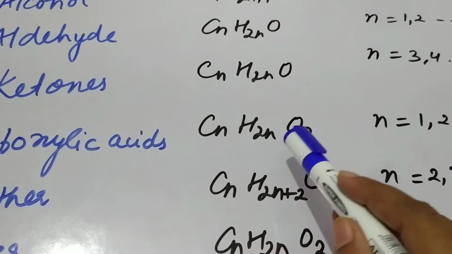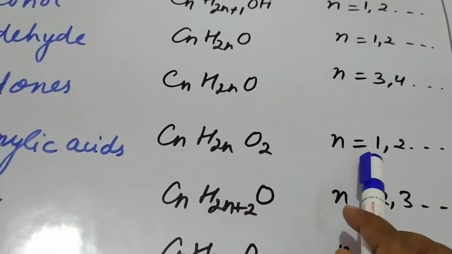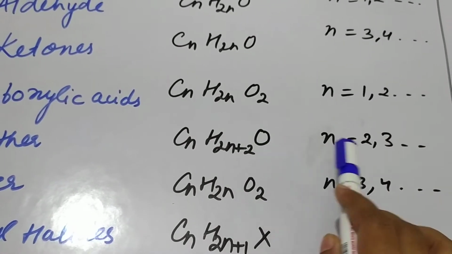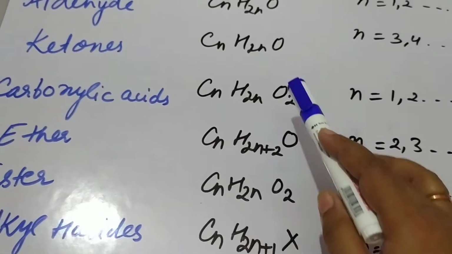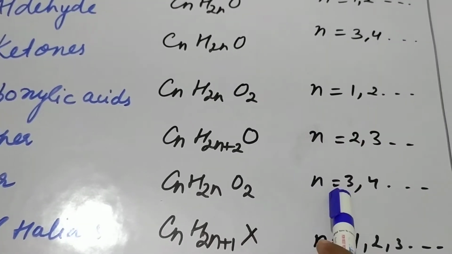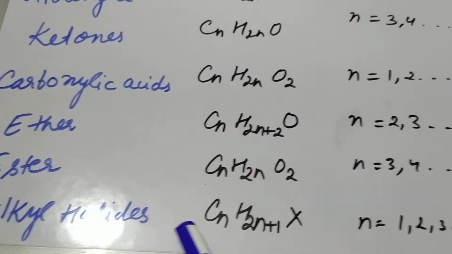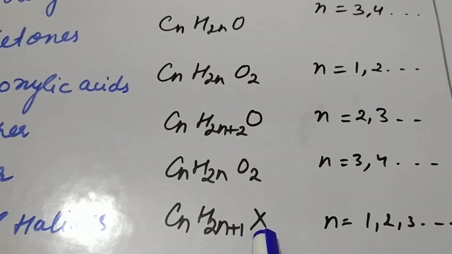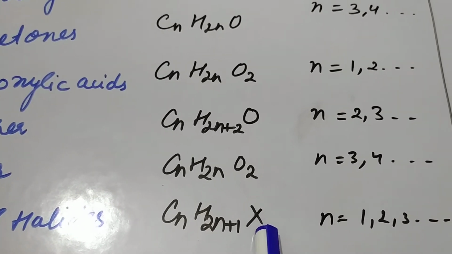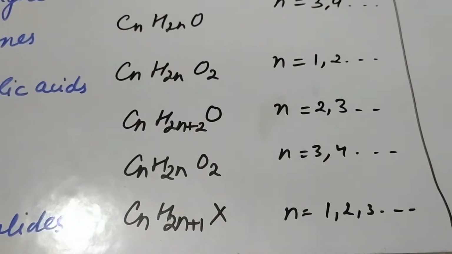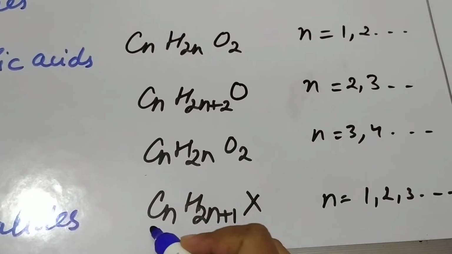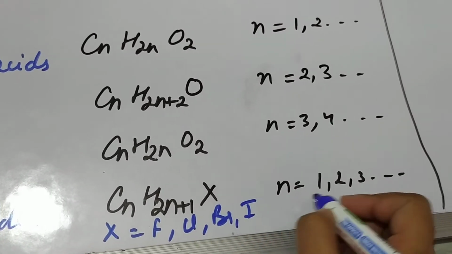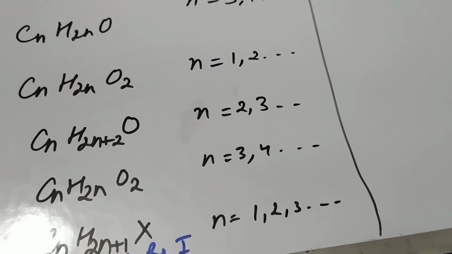Carboxylic acid has general formula CnH2nO2 and n value starts from 1. Ether has general formula CnH2n+2O, n value starts from 2. Ester has the same general formula as carboxylic acid, but here the n value starts from 3. Alkyl halide CnH2n+1X, here 1 H of alkanes has been replaced by X, that is halogen, maybe fluorine, chlorine, bromine or iodine, and the n value starts from 1, 2, 3 and so on.